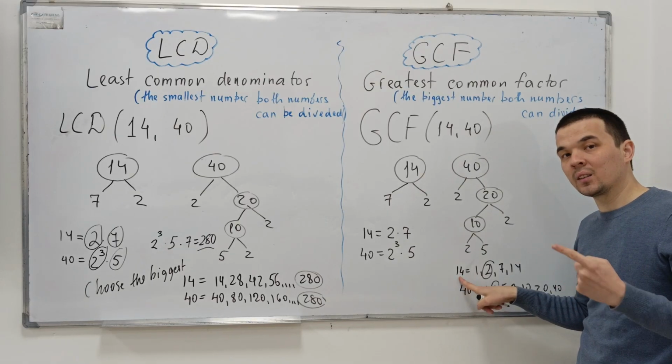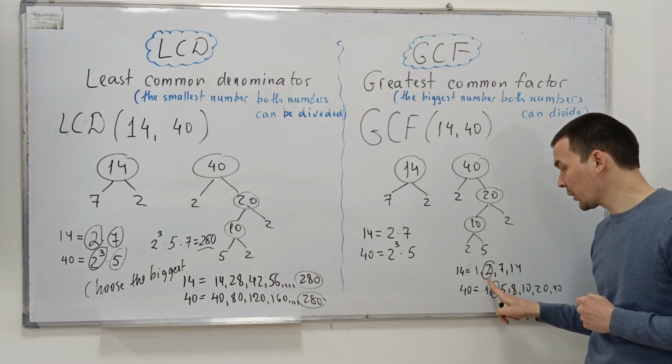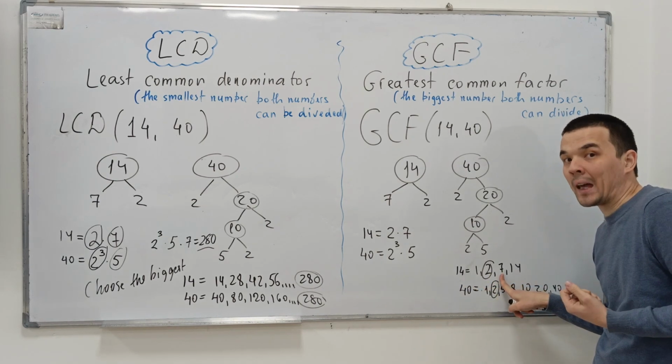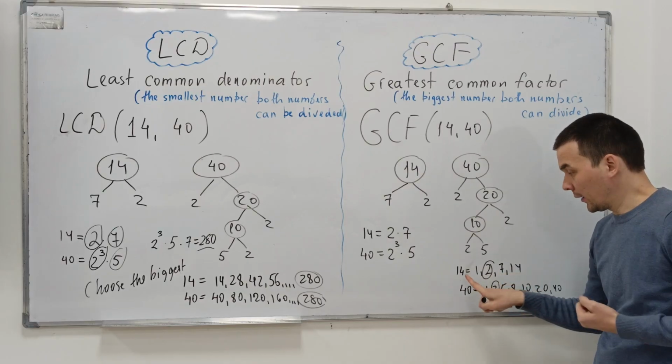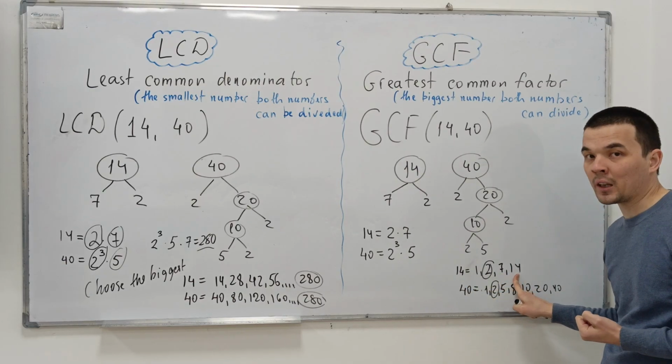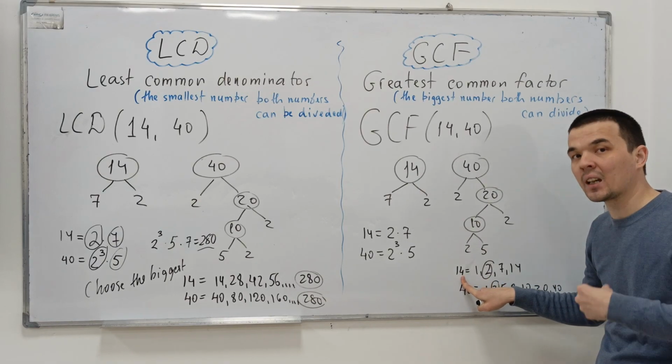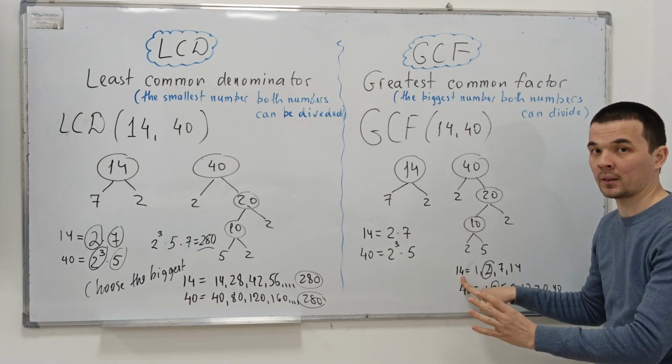14 can divide 2. If you divide 14 by 2, your answer is 7. 14 can divide 7, and the answer is 2. And 14 can divide 14, which is equal to 1. These are the numbers that 14 can divide without a remainder.